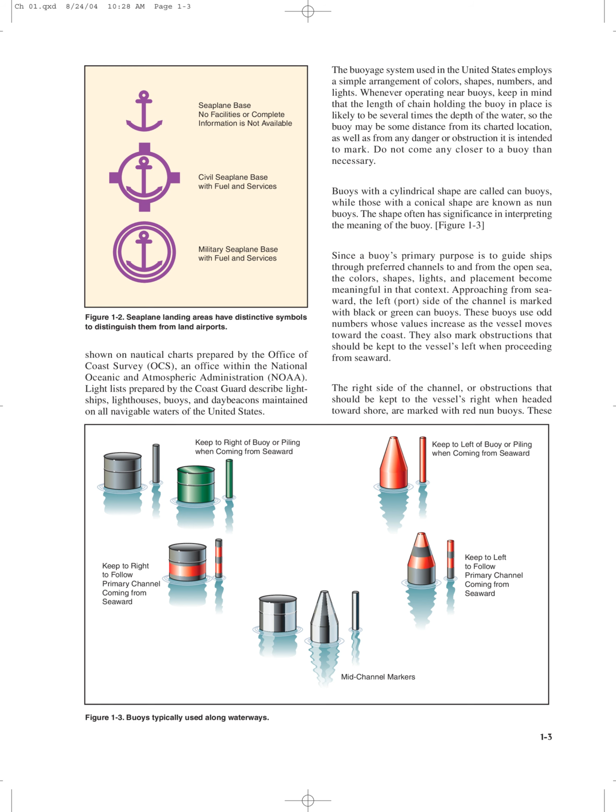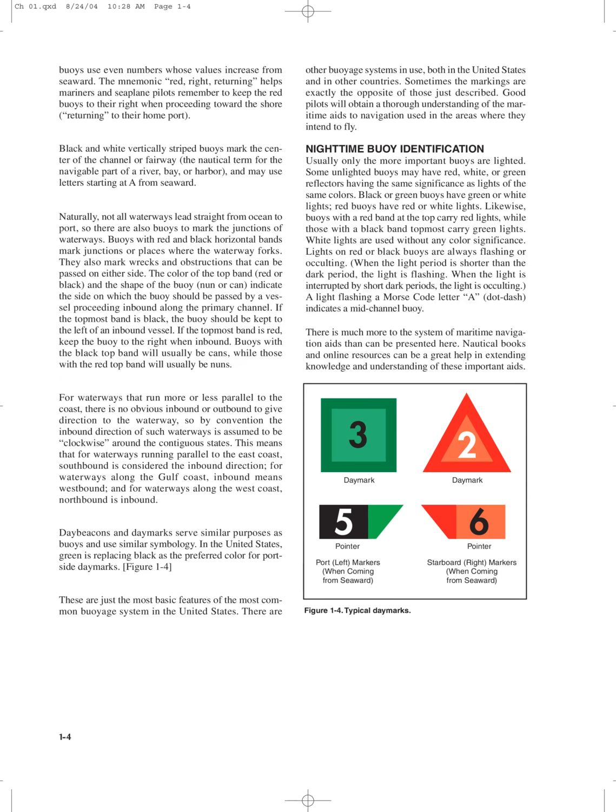The right side of the channel, or obstructions that should be kept to the vessel's right when headed toward shore, are marked with red nunbuoys. These buoys use even numbers whose values increase from seaward. The mnemonic red, right, returning helps mariners and seaplane pilots remember to keep the red buoys to their right when proceeding toward the shore, returning to their home port. Black and white vertically striped buoys mark the center of the channel or fairway, the nautical term for the navigable part of a river, bay, or harbor, and may use letters starting at A from seaward.